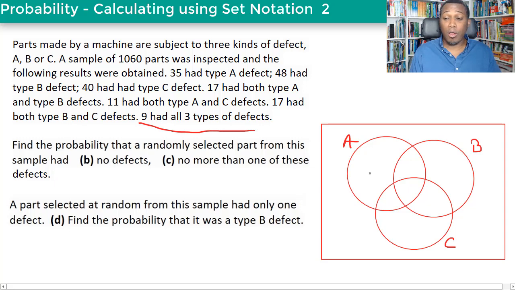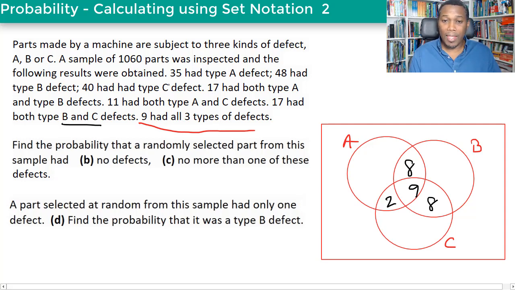So 9 in all 3 types. So we have the 9. Then it's 17 in B and C, so this entire overlap has to be 17. So 8 is missing, since 9 and 8 is 17. 11 in A and C, so 2 is missing because 2 and 9 give me 11. And then the 17 in A and B, so this overlap should be 17 as well, so another 8 is required.